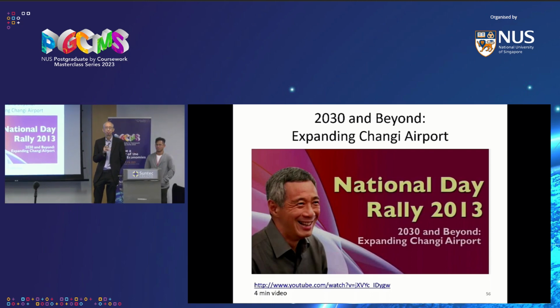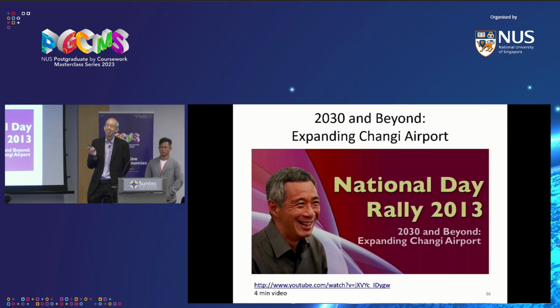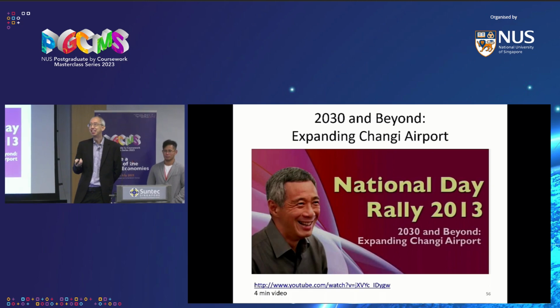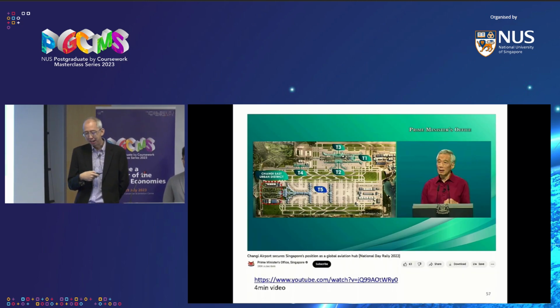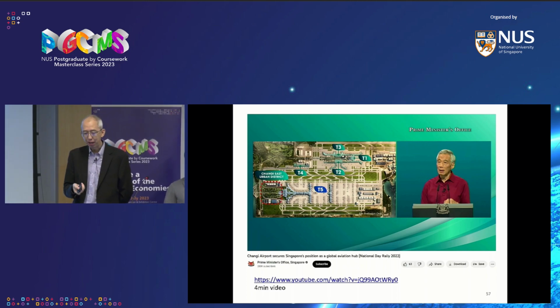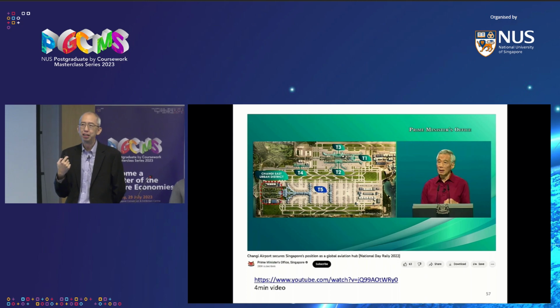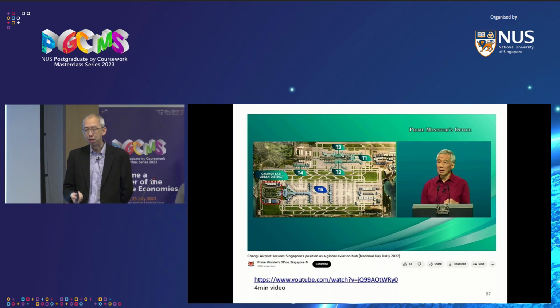Jewel was like top secret. It was actually the code word for the project. And then finally he announced it in 2013. That's like, oh good, can talk about it already. And then in 2022, that's when they announced the Changi East master plan. So again, you can just Google the National Day rally speech, and then you can hear what the Prime Minister spoke about Changi East, the importance of the development.